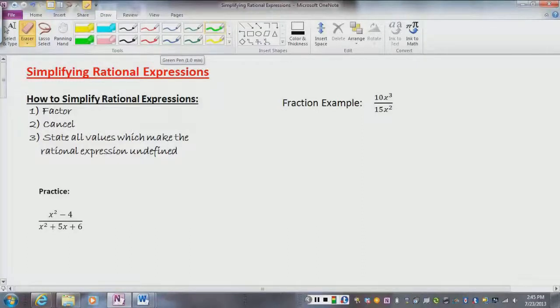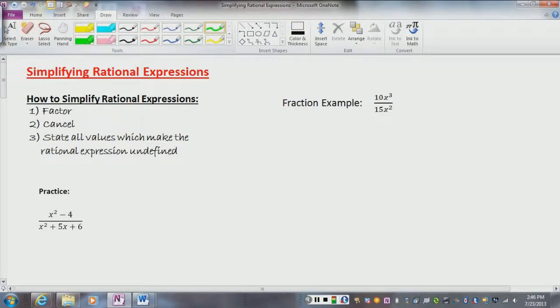In this video, we're going to talk about how to simplify rational expressions. There's a three-step process that we're going to go through. The first step is to factor, the second step is to cancel, and the third step is to state all values which make the rational expression undefined.